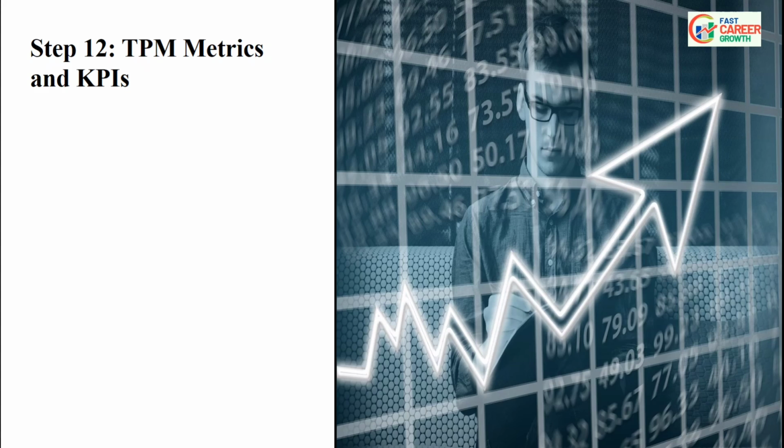TPM metrics and KPIs come in various types. Availability measures the percentage of time equipment is available for production. Performance evaluates the efficiency of equipment. Quality assesses the number of defects, and OEE combines all three to provide a holistic view. We also measure MTBF and MTTR to gauge equipment reliability. Types of TPM metrics and KPIs.